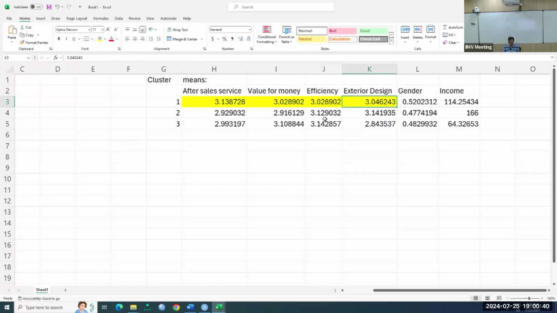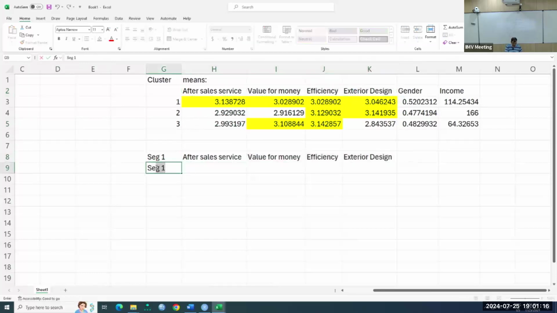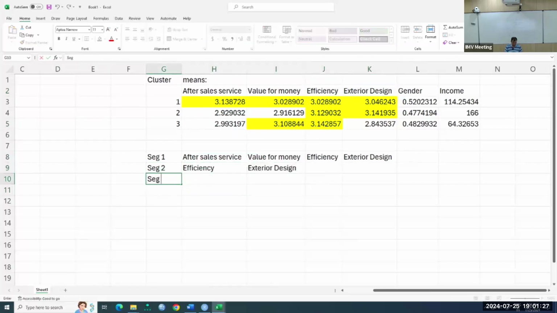Segment number 2 is looking for this and this. Segment number 3 is looking for this. So we need to identify what characteristics they are looking for. Now if I need to create that, what is segment 1 looking for? You can write segment 1 is looking for after sales service, value for money, efficiency, exterior design, all 4 characteristics. Then segment 2 is looking for efficiency and exterior design. Segment 3 is looking for value for money and efficiency.